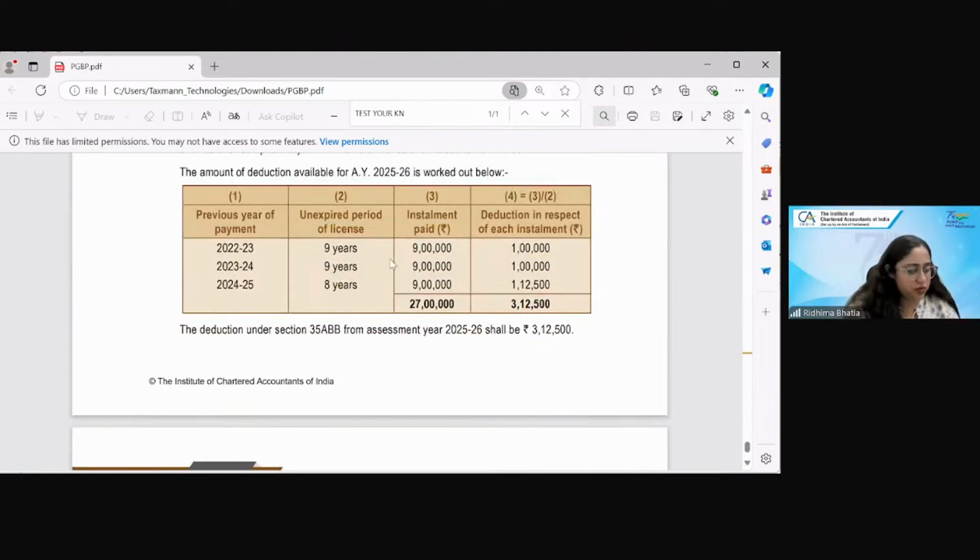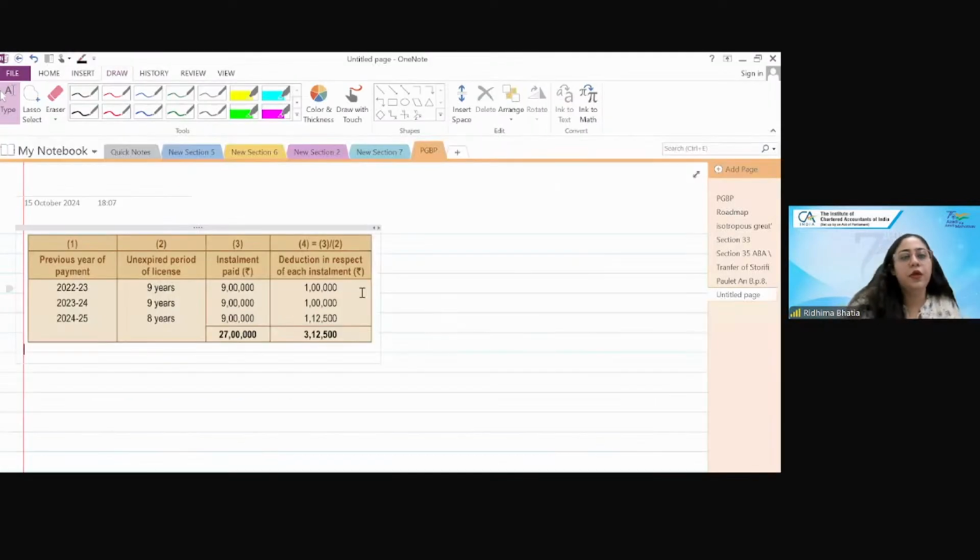Okay, they have followed this approach. Technically, this is not right. This is questionable. Okay, so what they have done is they took it कि फर्स्ट पेमेंट हुआ 22 23, 23 24 एंड 24 25 में, इंस्टॉलमेंट पे हुआ 9 लाख 9 लाख 9 लाख. और यहाँ पे जितना भी पेड बेसिस पे जितना पेमेंट होता रहा और उसके बाद कितने साल बचे उस बेसिस पे लिए.